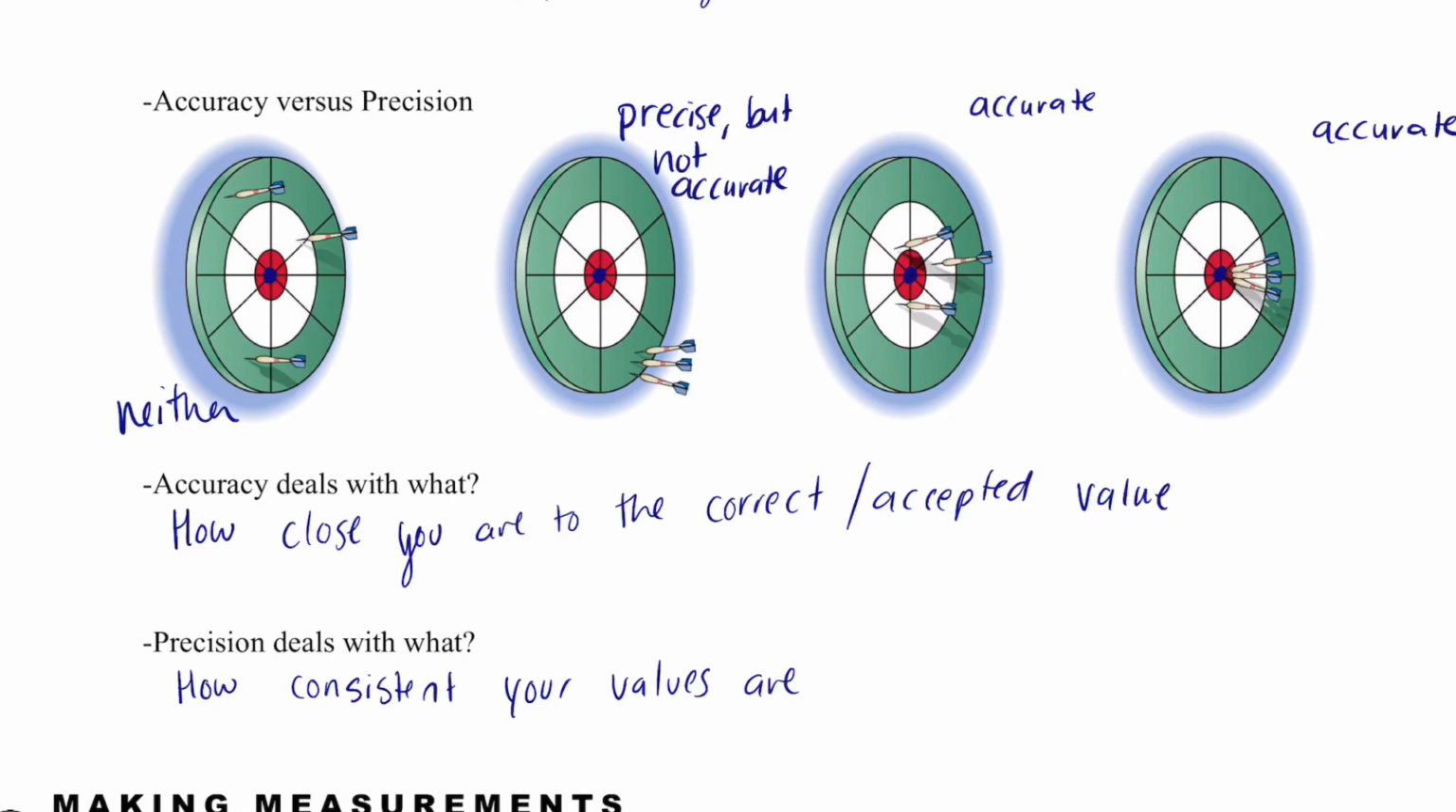Okay, here we're close to the center, but they're kind of spread apart, and so I would say this is accurate but not precise. And then here they're all very consistent, and so this is accurate and precise. Okay, so that's the difference between accuracy and precision.